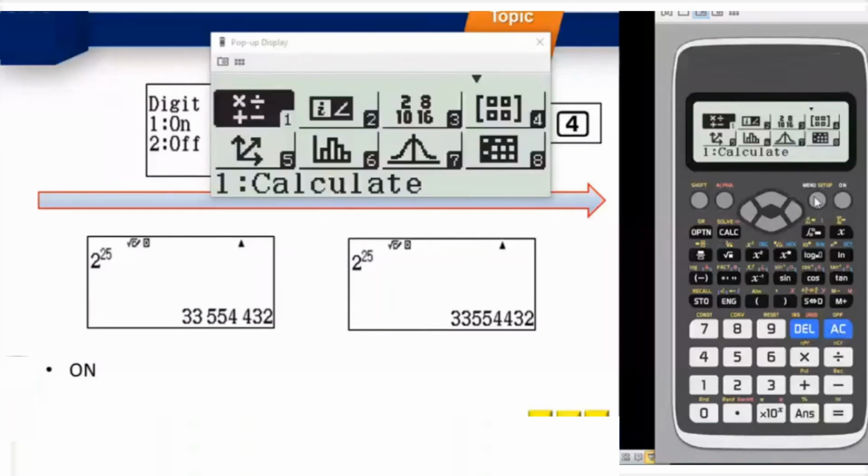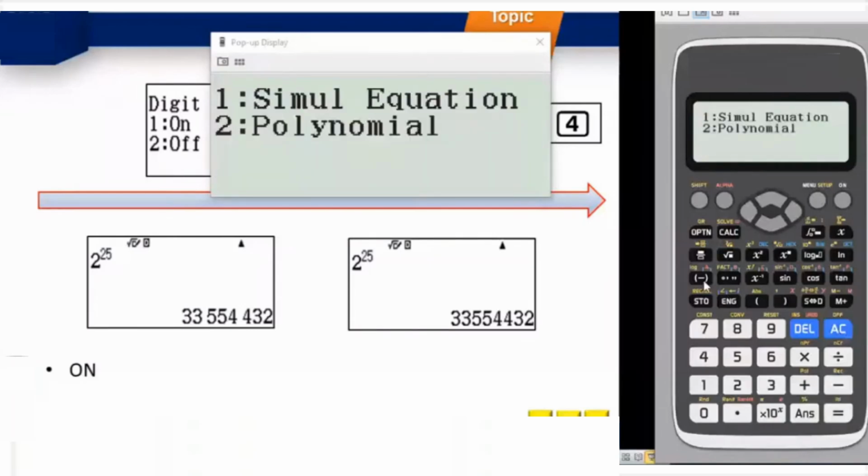Menu A is simultaneous equations and polynomials. I will press 2. The degree of polynomial is 2. When I say degree of polynomial is 2, it means it's a quadratic equation.